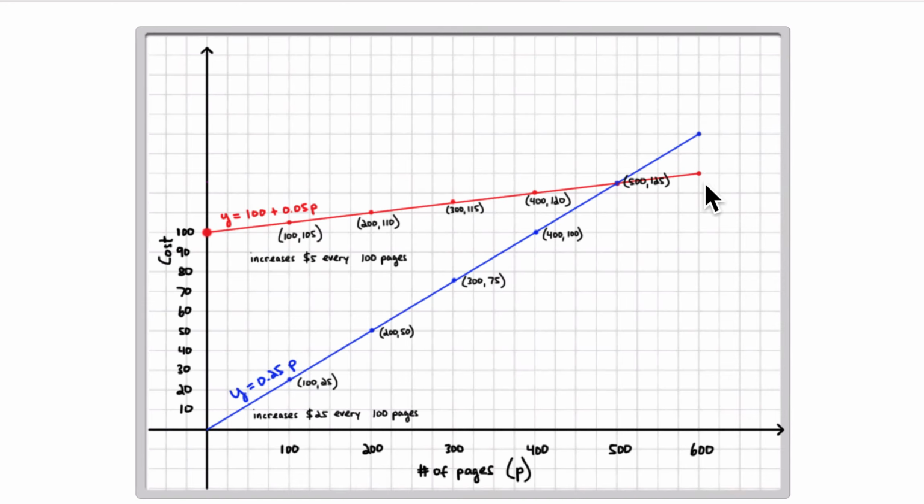So if you're going to print a lot, then it's cheaper for you to print from home. If you're going to not print so many pages, it's going to be less expensive for you to print at the store.